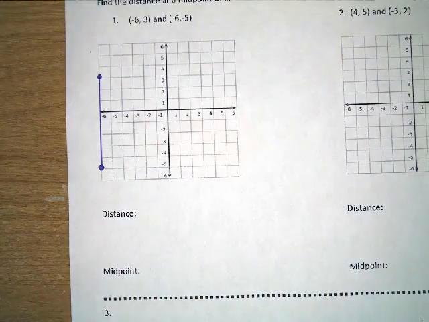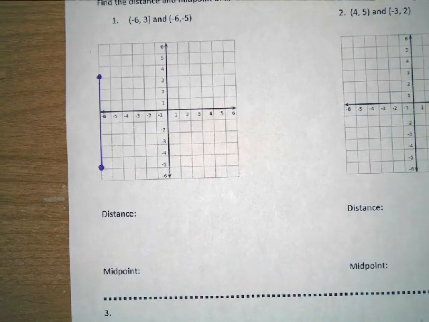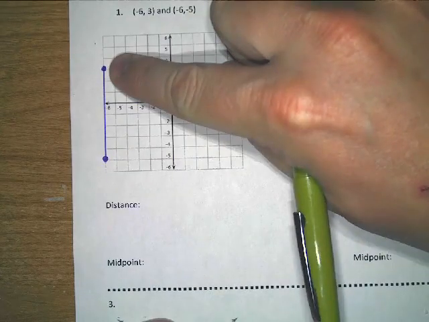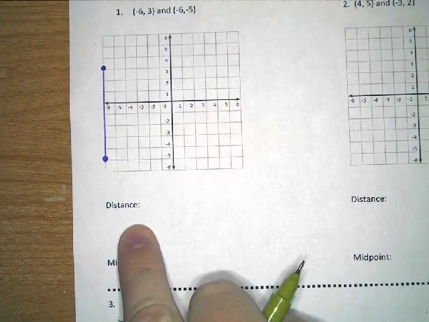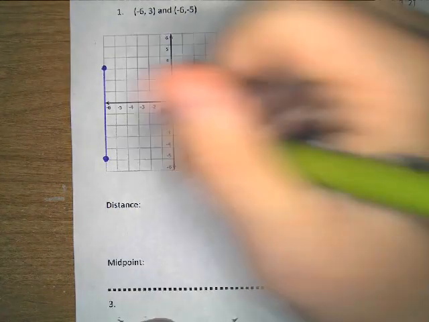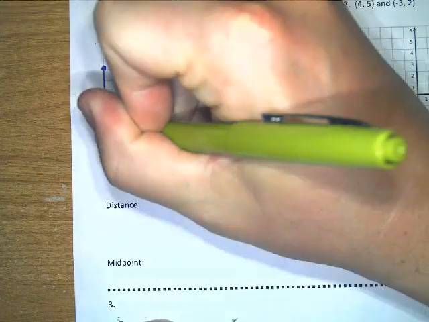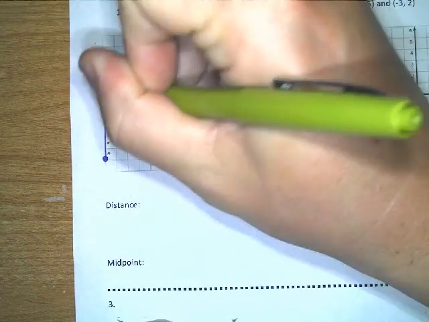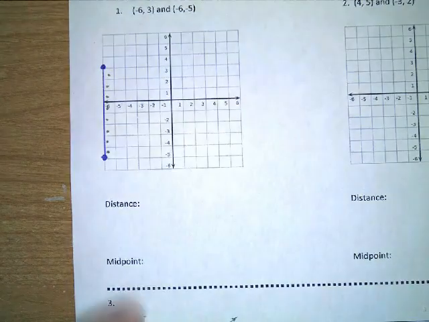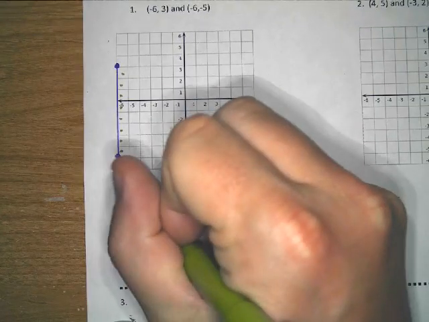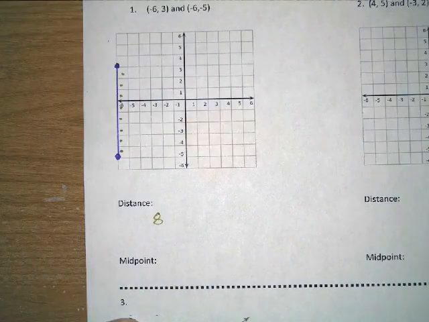Now, notice that this line is not a diagonal, it is a vertical line. Guess what? Since it is a vertical line, we can just, for our distance, just count the units. So we have 1, 2, 3, 4, 5, 6, 7, 8 units. We do not have to use the distance formula because it's a vertical line. So we have a distance of 8. That's simple. Don't use the distance formula.